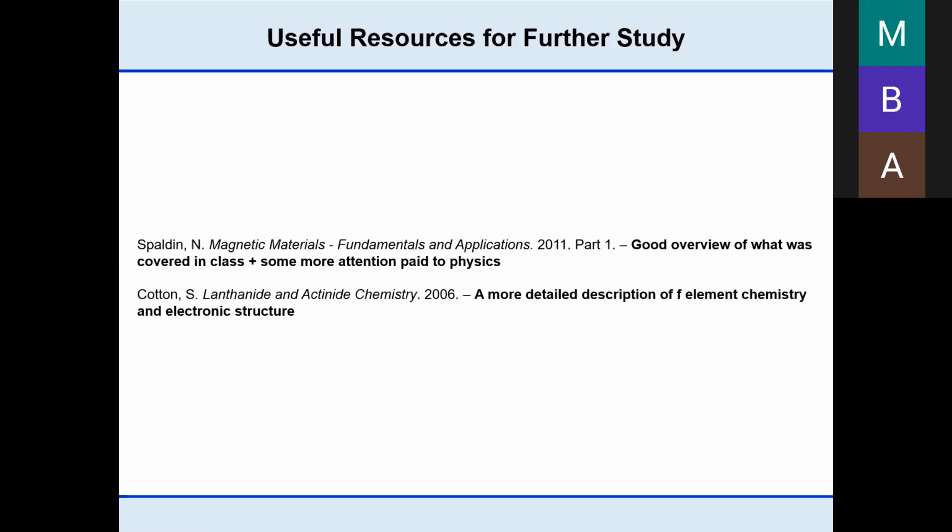And the second reference is Cotton's Lanthanide and Actinide Chemistry, which is a less brief description of f element chemistry, but it's a more complete description as well. And it does a pretty good job of describing f element basic electronic structure and such.